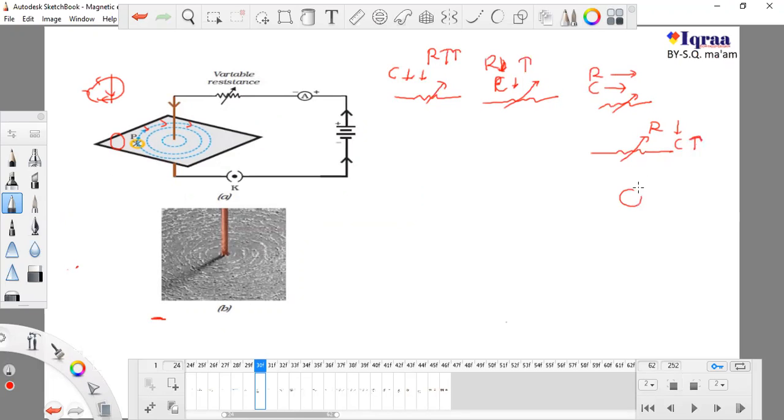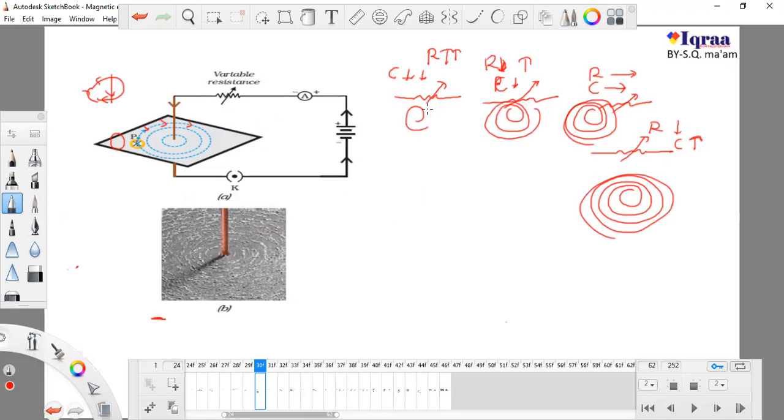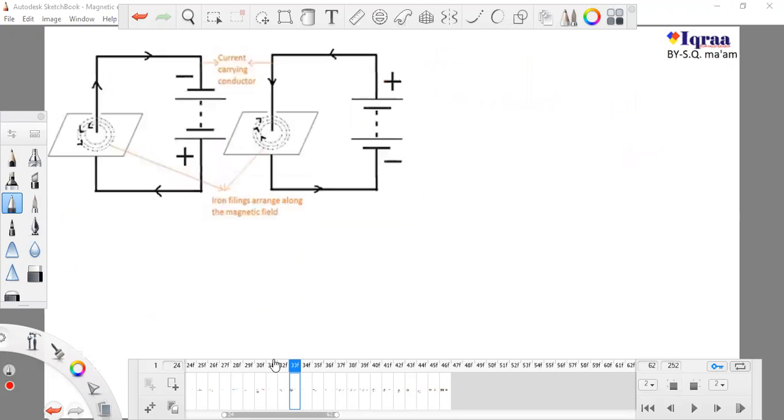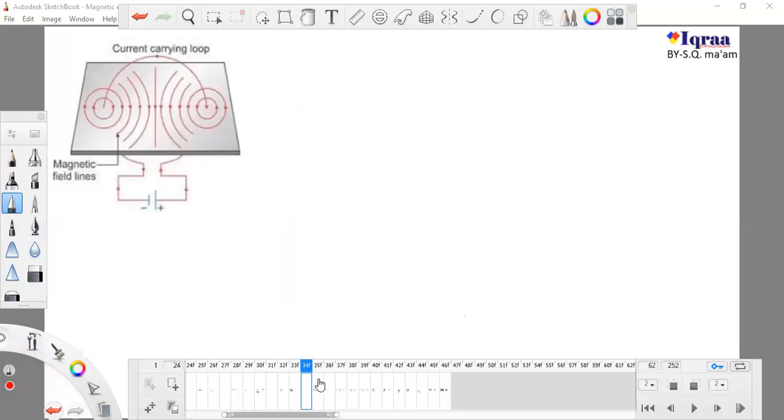So we studied how the magnetic field lines are produced. In this case, a very weak magnetic field line is produced. We also studied that the direction of the current affects the direction of the magnetic field lines. The direction of the current for sure affects the direction of the magnetic field line. This was the question I asked you for today.